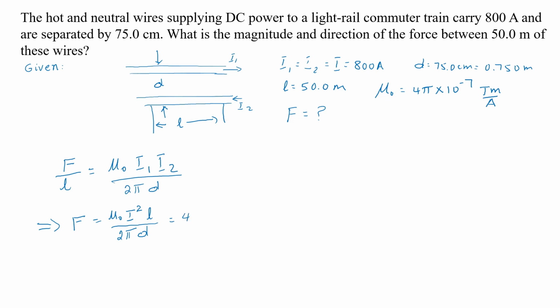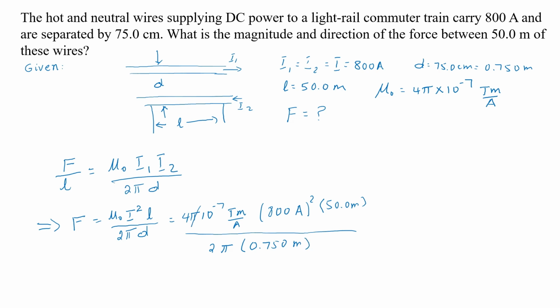Mu naught is 4 pi times 10 to the power of negative 7 tesla meter per amp. And the current is 800 amps squared, multiplied by the length, which is given to be 50.0 meters. Divide that by 2 pi times d, and d is given to be 0.750 meters.